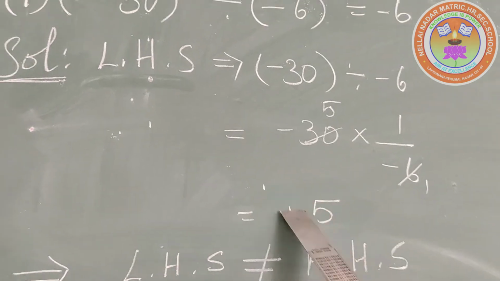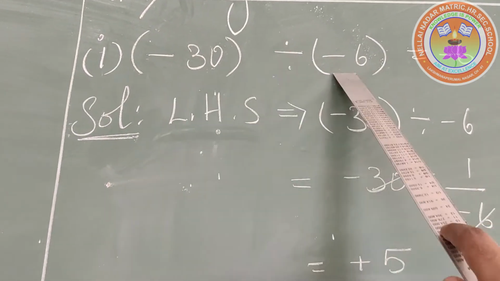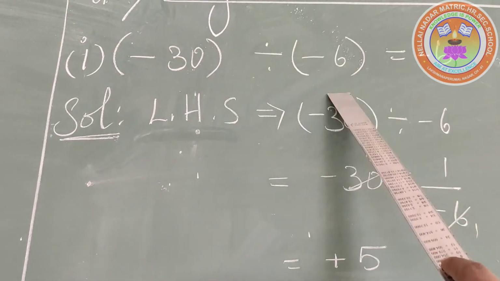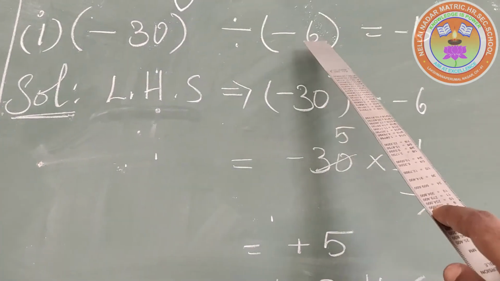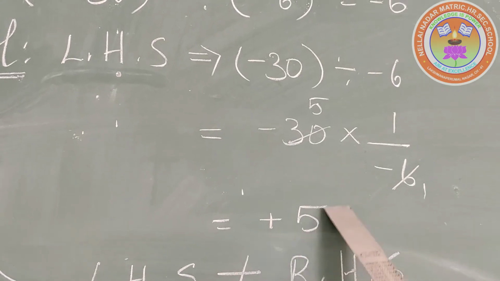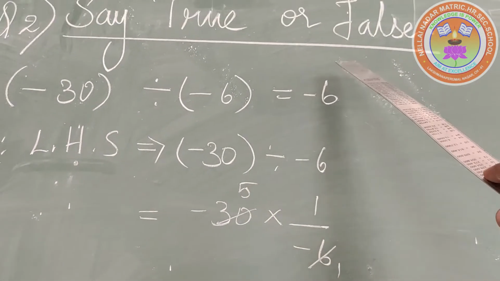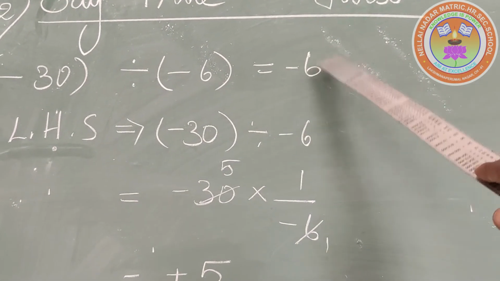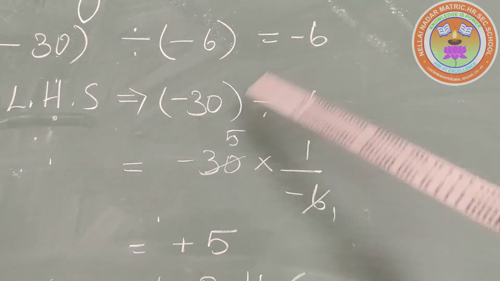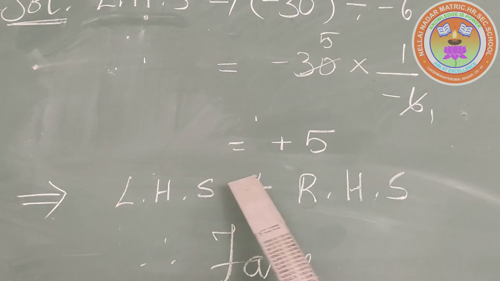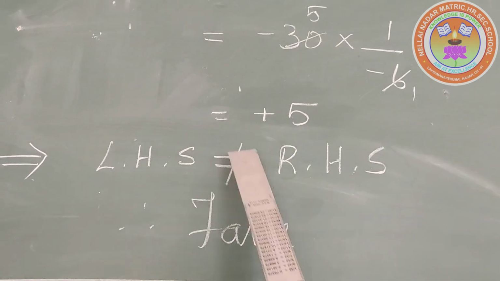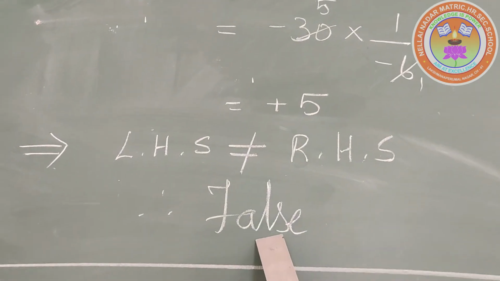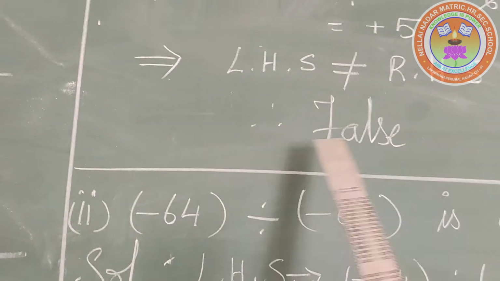So this is the answer when I divide these numbers. That is minus 30 divided by minus 6, I get plus 5. But what is the number which is given in the question? It is minus 6. So am I getting the correct answer? No. So LHS is not equal to RHS. So since they are not equal, what do I say? It is false. Okay.